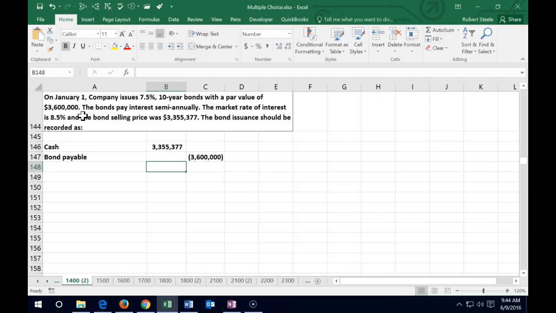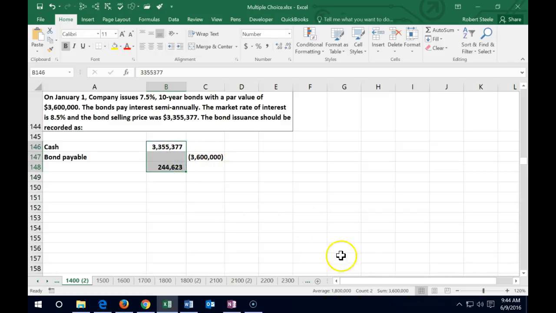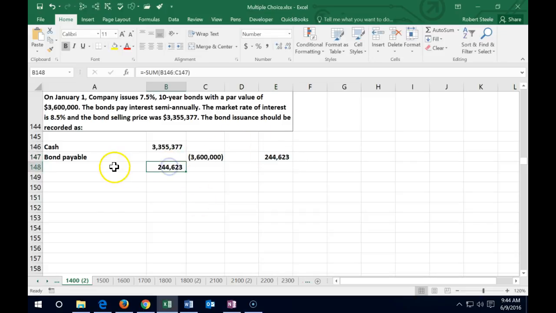And that's going to be the difference. So this number minus this number, I'm going to do the negative sum this way. And it's going to be this minus this. And that gives us the plug so that this plus this equals that here. And obviously, if you want to figure that out mathematically, you would just say the 3,600,000 minus 3,355,377. That's this number. That's going to have to be a discount.